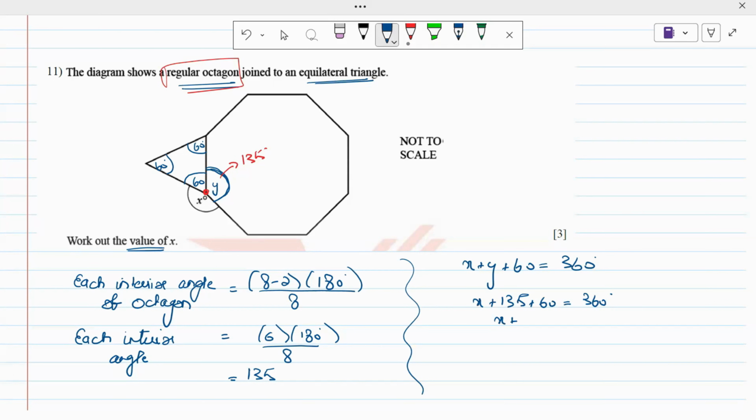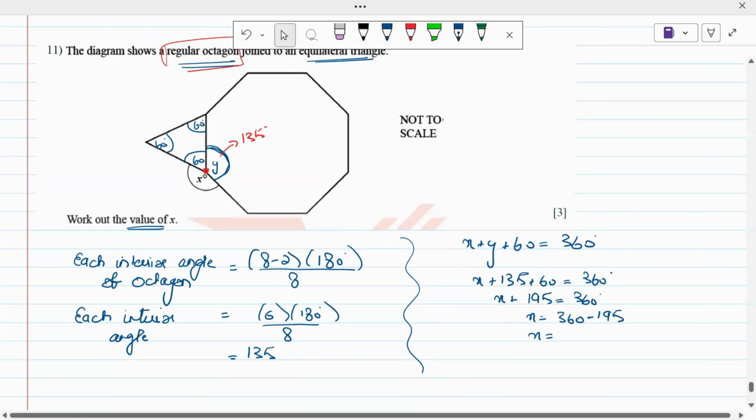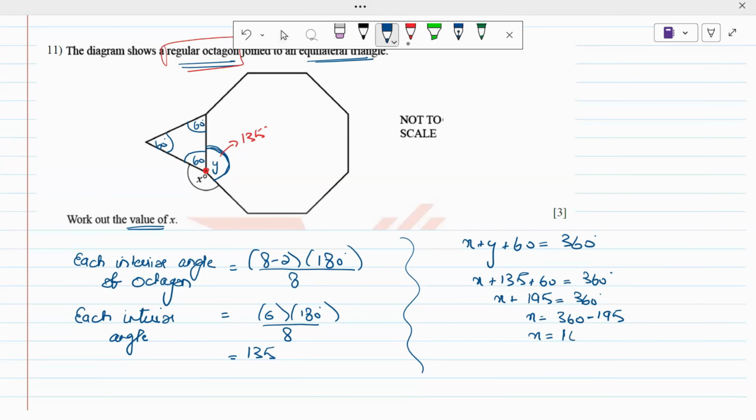x plus 135 plus 60, that is 195. X is equal to 360 minus 195. That's 165. So X is 165 here.